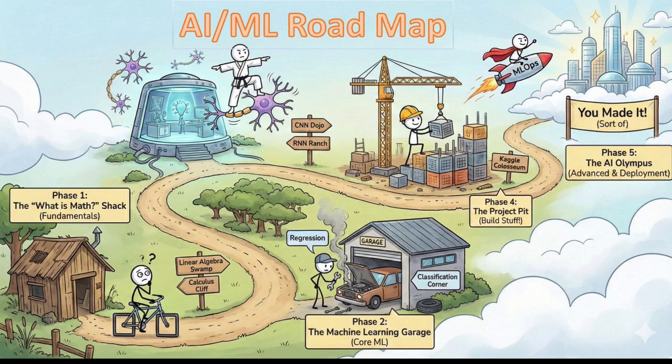Okay, so we are going to break this massive journey into five phases, taking you from the humble math shack all the way to the AI Olympus in the clouds. So here I have tried to map all the phases in this AIML roadmap, so that will give you a basic idea about the steps which you need to take to learn the AIML.